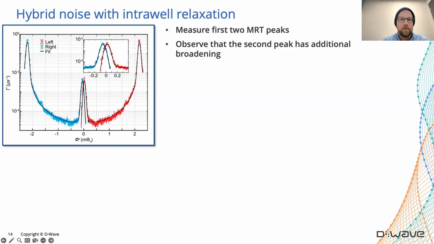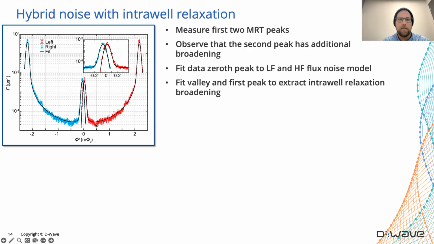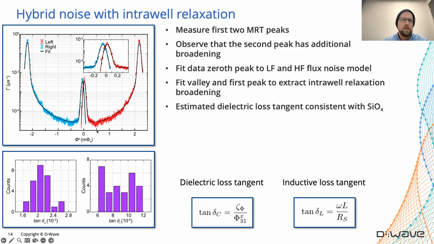And then we continue to measure as we increase the bias until we are aligned with the excited state. And you can see this is where we get this additional peak here. And then when we tried to fit this valley, if we didn't include any intrawell relaxation, we weren't able to describe this tunneling width. So we had to fit this with our parameter zeta, and we're able to capture this intrawell relaxation. And we saw that this higher peak had an additional broadening that was not captured by our flux noise.